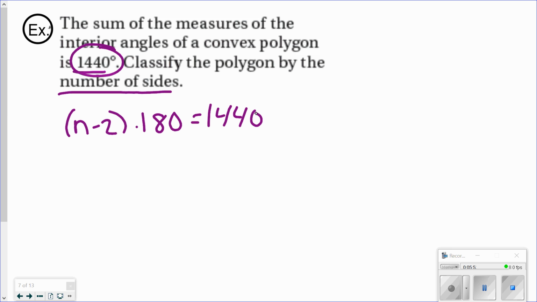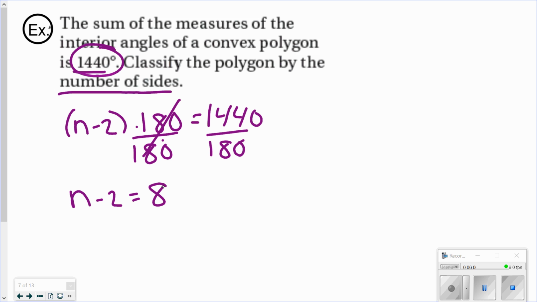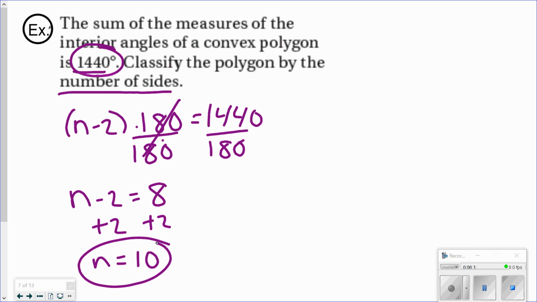1,440 degrees. Just like the last problem, my first step is to divide by 180 on each side so that cancels. I'm left with n minus 2 is equal to, we get 8. I need to add 2 to each side, and we end up getting that n is equal to 10. What type of shape is a 10-sided polygon? That would be a decagon.